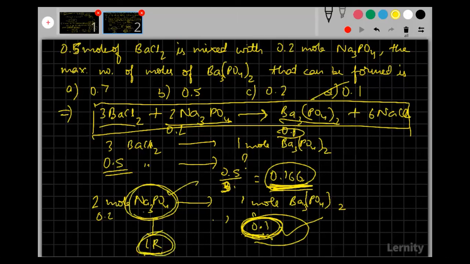And accordingly, the number of moles of product will be formed. So here, as 2 moles of sodium phosphate is giving 1 mole of barium phosphate, 0.2 moles of sodium phosphate will give us 0.1 mole of barium phosphate.